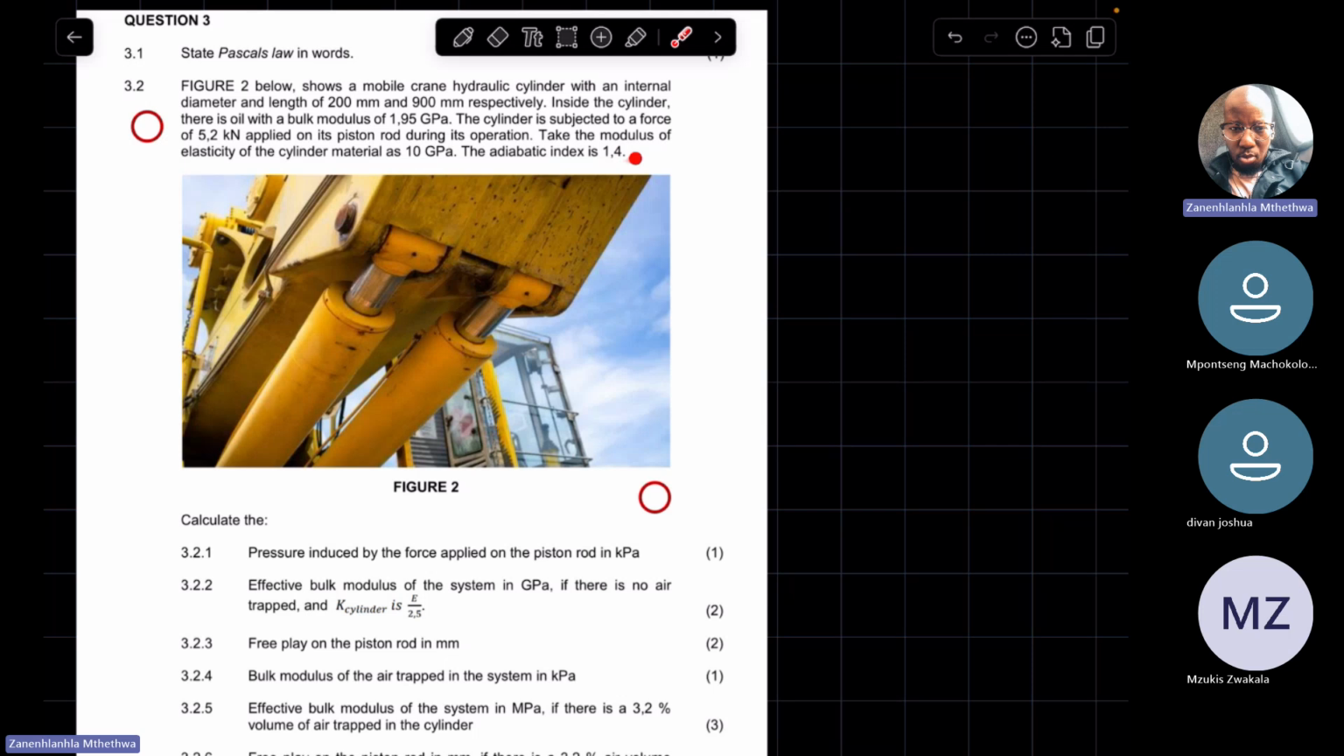Right. Firstly, let me just ask if you guys understand the term bulk modulus. If we talk about bulk modulus, do you guys understand what it is that we are referring to?